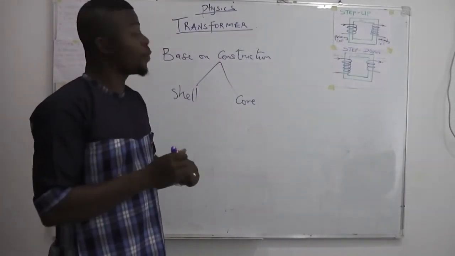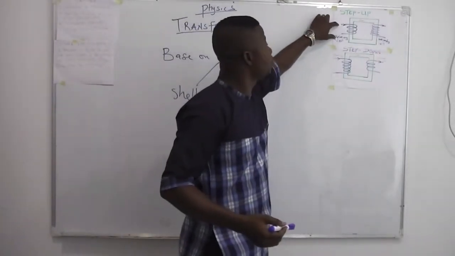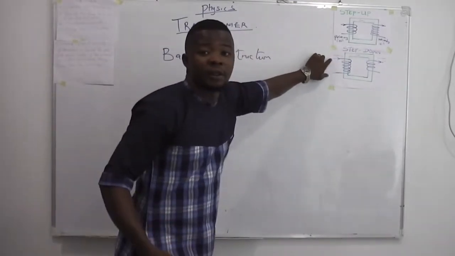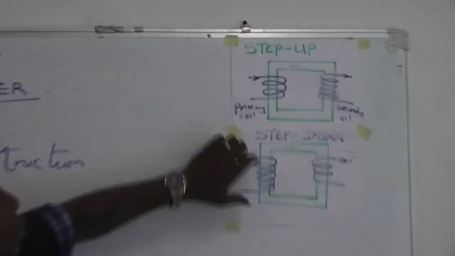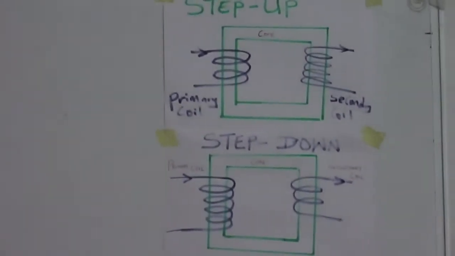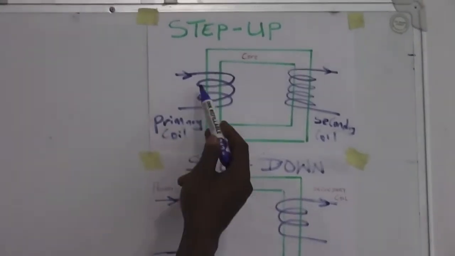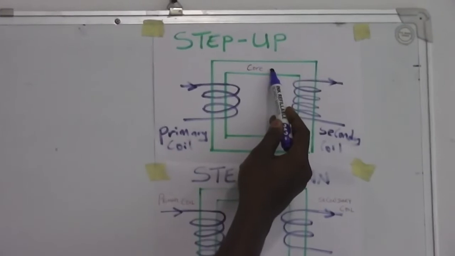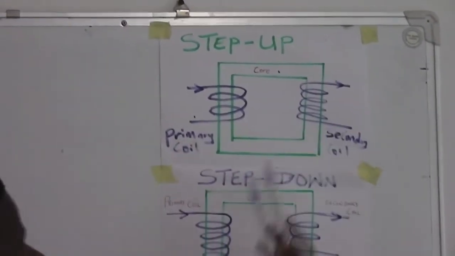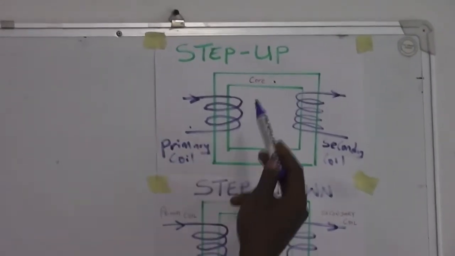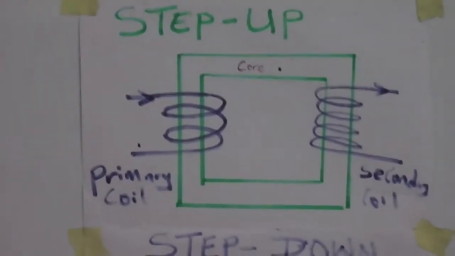Now for the step up transformer, as you can see from the diagram here, we have the step up transformer and we have the step down transformer. What is the difference between these two diagrams? Every transformer will have main parts: we have the coil and we have the core. We have two coils, the primary coil and the secondary coil. And the core can either be an iron or a steel plate.